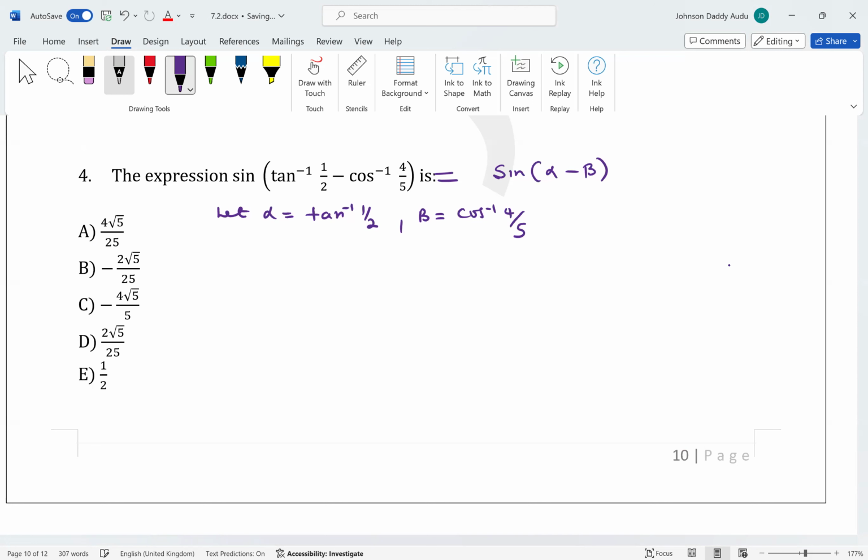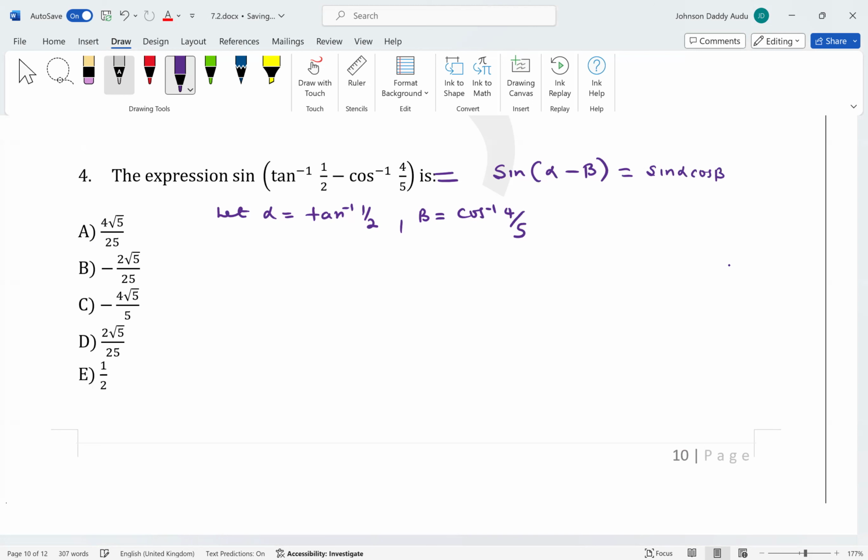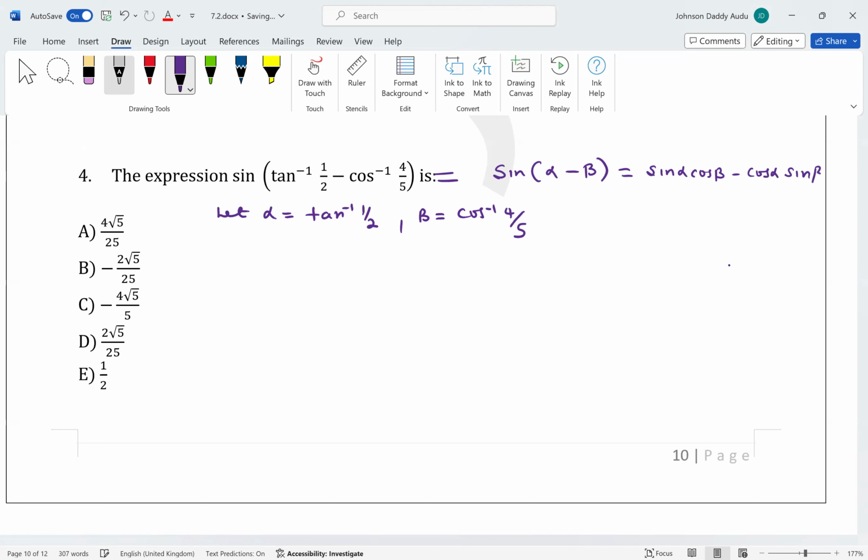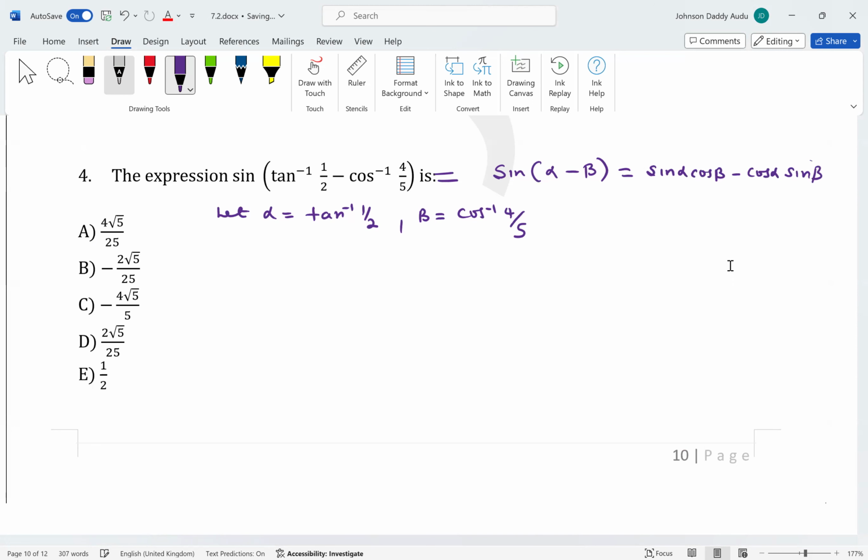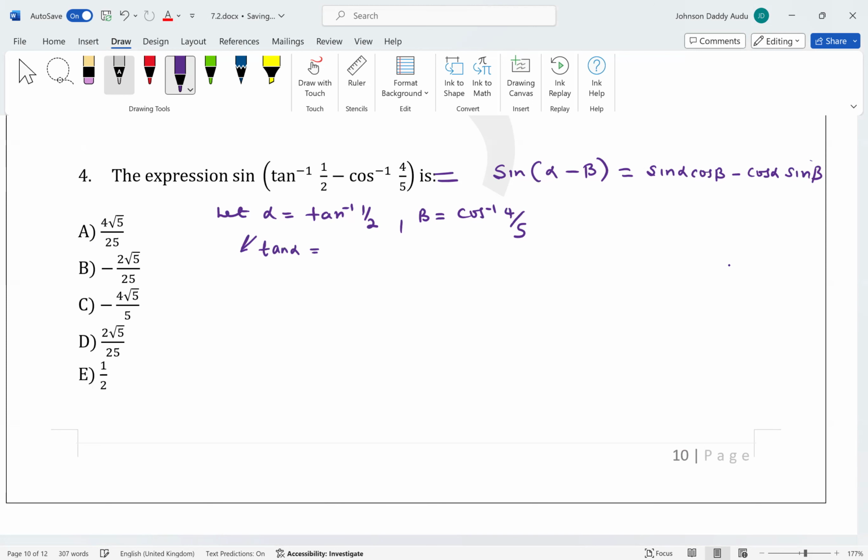Now, what is sine of alpha minus beta? It's going to be sine alpha cosine beta minus cosine alpha sine beta. So where do we get this information from? We have to come back to this one. If alpha is tan inverse of this, it means that tan alpha is equal to 1 over 2. And here too, if beta is cosine inverse of this, it means that cosine beta is 4 over 5.